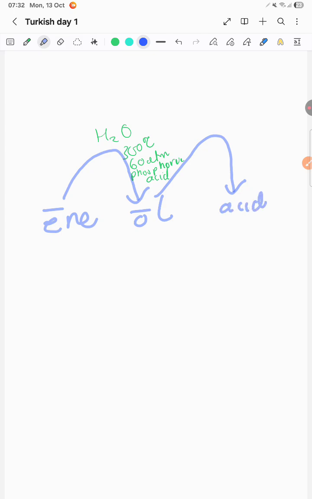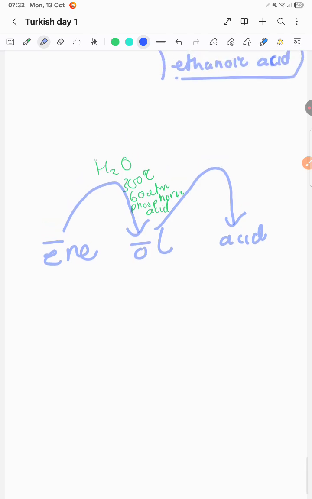So, -ene to -ol to acid. An alkene becomes an alcohol by adding water, and then an alcohol can become an acid by oxidation, using potassium manganate(VII). Acidified, it must be acidified. Acidified potassium manganate(VII). I hope that makes perfect sense to you: an alcohol becoming an acid by oxidation.